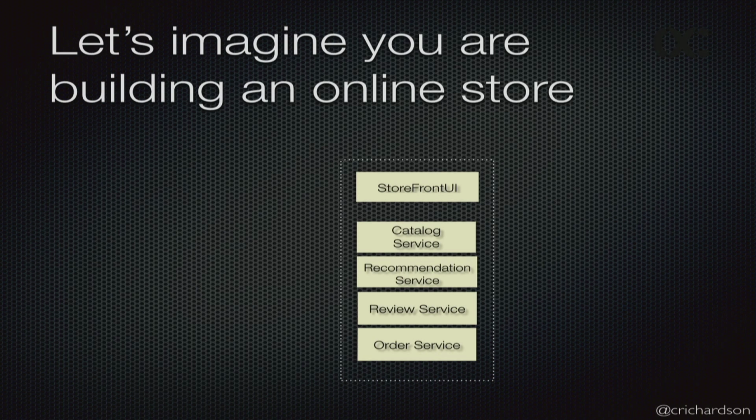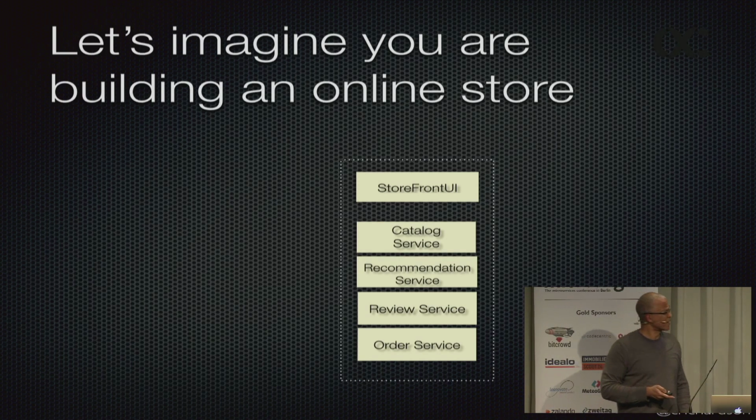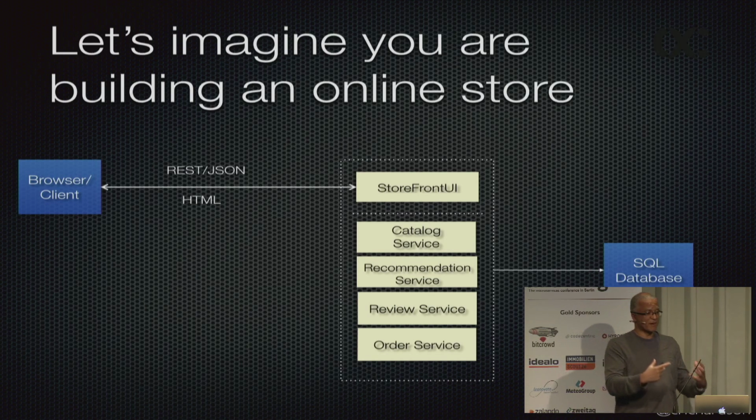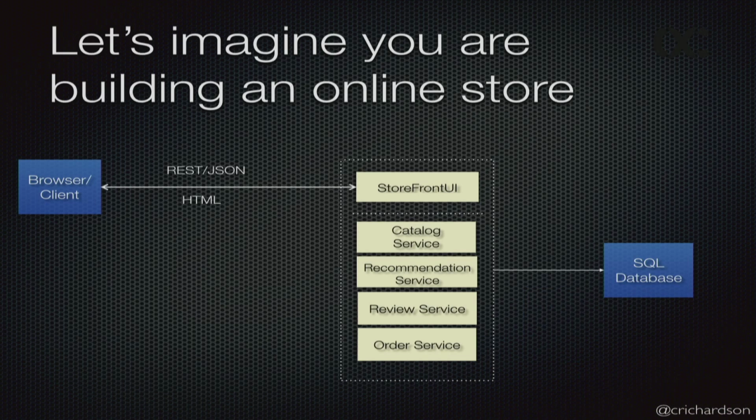Standard example, right? So imagine you're building an online store, sort of Amazon-type site. So you're going to have a presentation layer. You're going to have various chunks of business logic: a catalog service that's got all the product information, a recommendation service, a review service, an order service. So just modules, probably serving up HTML to a browser or exposing a REST API to some kind of mobile client, with a relational database in the back end.